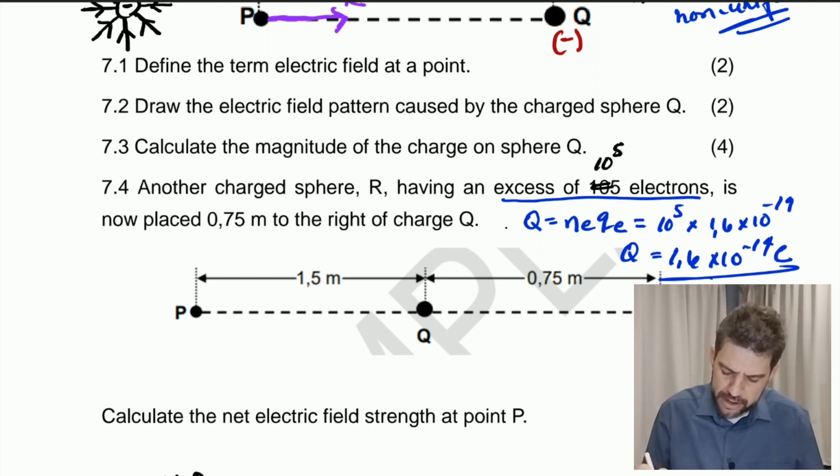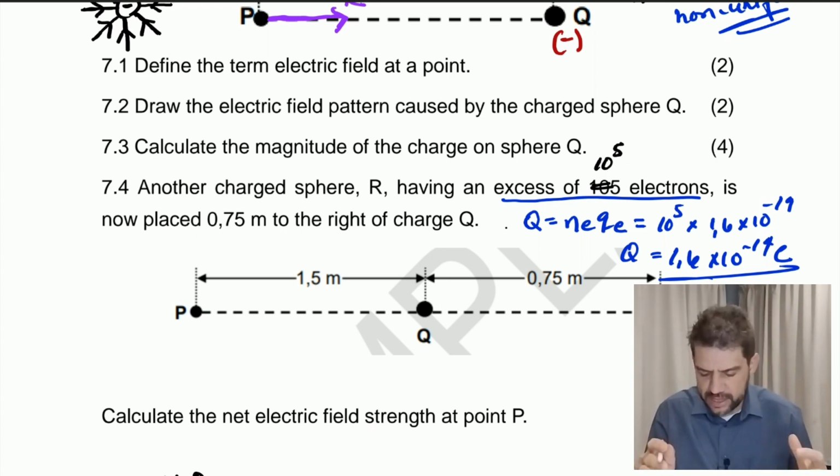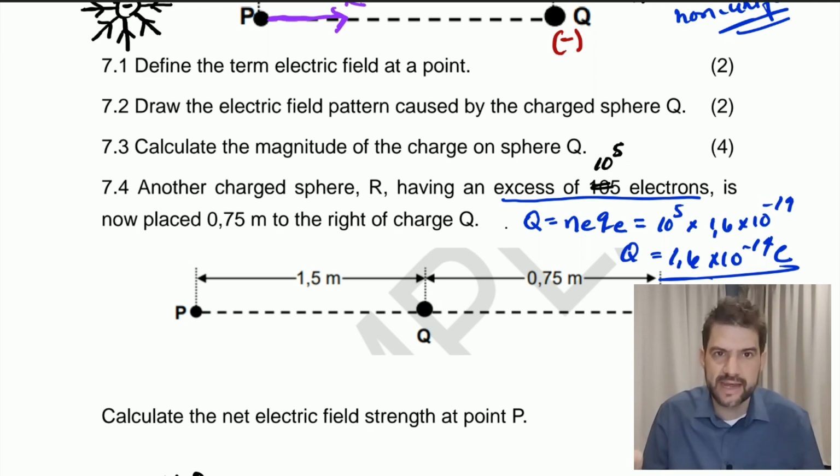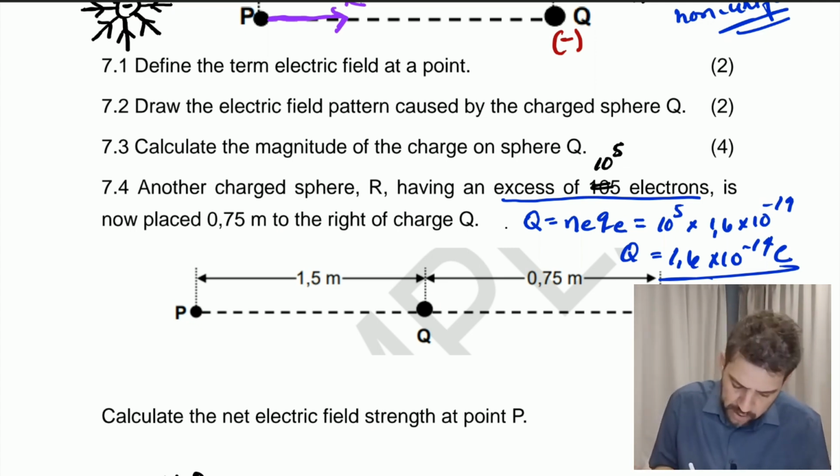All right? So now note that sphere R is also negative. How do we know that, guys? Because it has an excess of electrons. So we have Q, which is negative, and we have R, which is negative.